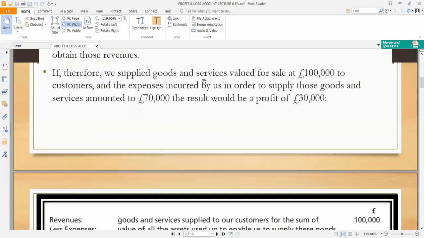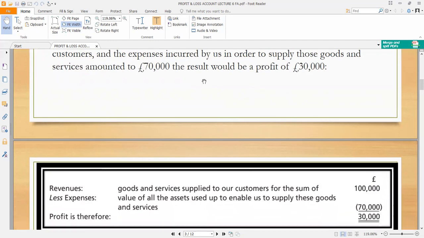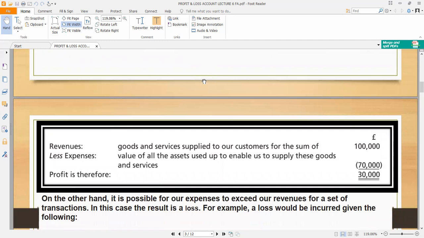Whenever you see a negative, it means that it is a loss. Or whenever you see an answer written in brackets, it means that it is a minus. If that is clear, let's break it down. So we are saying that revenues, goods and services supplied to a customer, come to 100,000 pounds. Then less expenses, the value of all the assets used up to enable us to supply these goods and services.